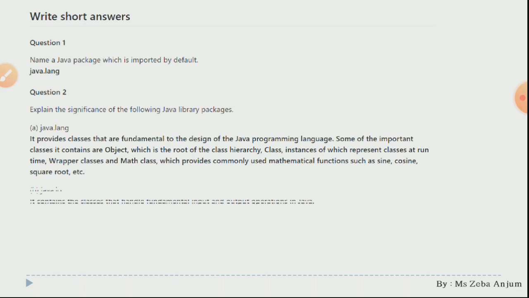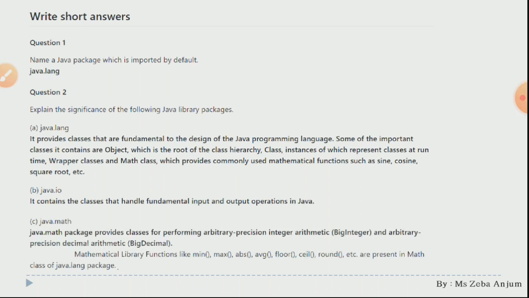Okay, see the second one, java.io. IO stands for input and output, so it contains the classes that handle fundamental input and output operations in Java. See the third one, java.math. The java.math package provides classes for performing arbitrary precision integer arithmetic, BigInteger, and arbitrary precision decimal arithmetic. Now see what this arbitrary precision integer arithmetic means.